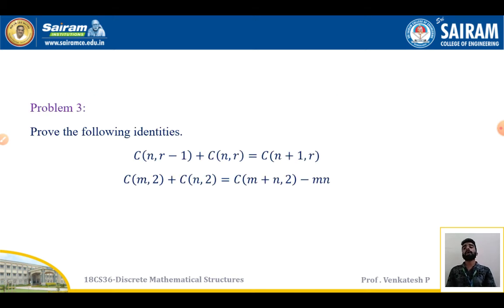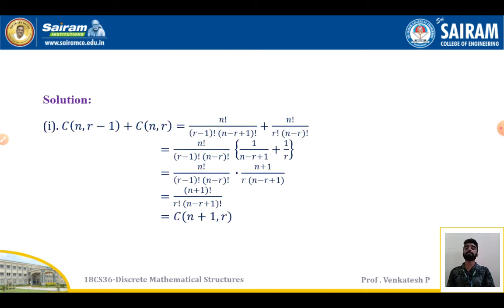Problem number 3. Prove the following identities. First one: C(n, r minus 1) plus C(n, r) is equal to C(n plus 1, r). Second one: C(m, 2) plus C(n, 2) is equal to C(m plus n, 2) minus mn. So first one: C(n, r minus 1) plus C(n, r).